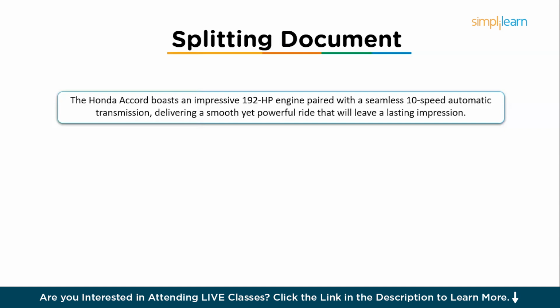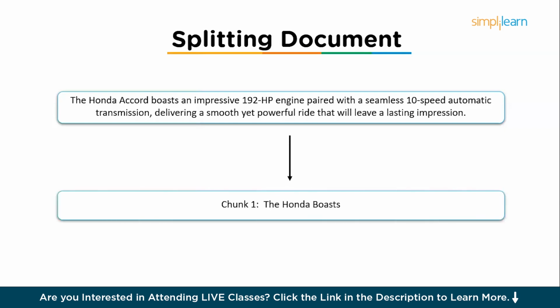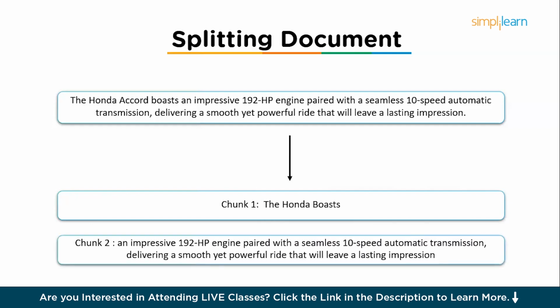We can split this document into two chunks. Chunk 1 would be the Honda Accord boasts, and chunk 2 will be the rest: an impressive 192 HP engine paired with a seamless 10-speed automatic transmission, delivering a smooth yet powerful ride that will leave a lasting impression. And we are trying to answer one question: what are the specifications of the Honda? But here is the tricky part. Neither chunk alone can answer the question. So how you split the information is very important to get the relevant chunks of information.